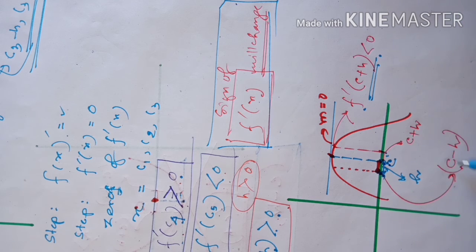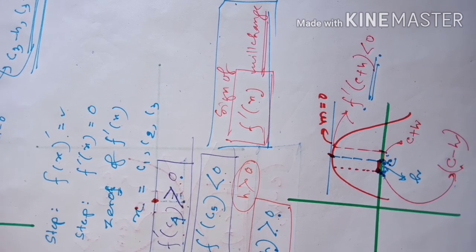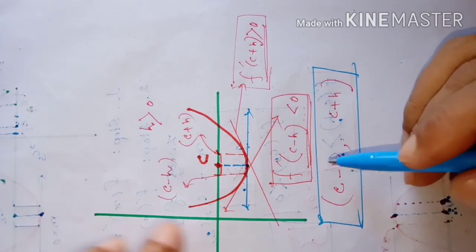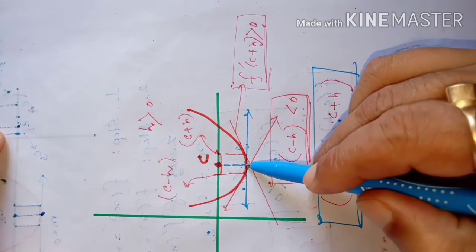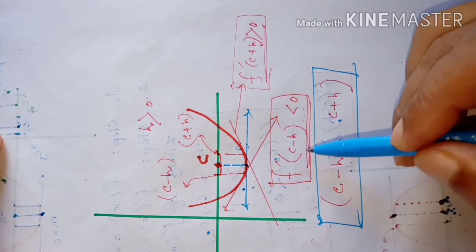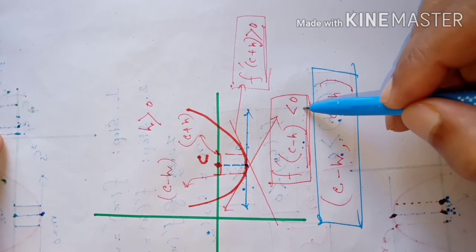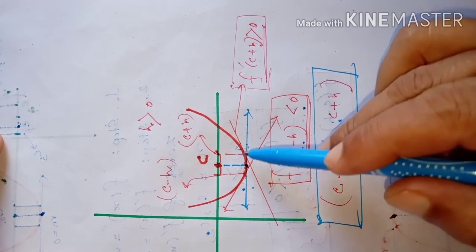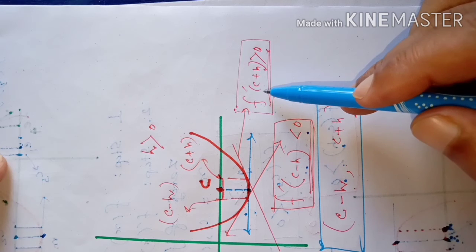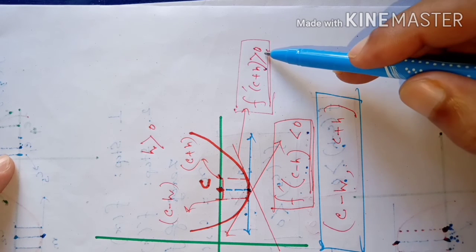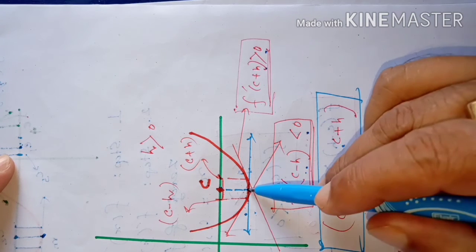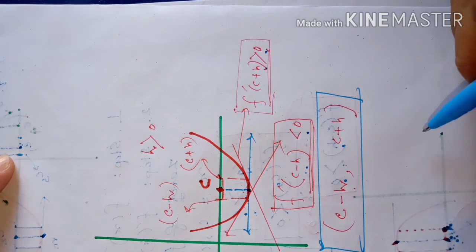If it is the opposite of this, suppose at C, before C, f dash c minus h is less than 0, and after C, f dash c plus h is a value greater than 0. In that case we will say C is a local minima. Okay dear students.